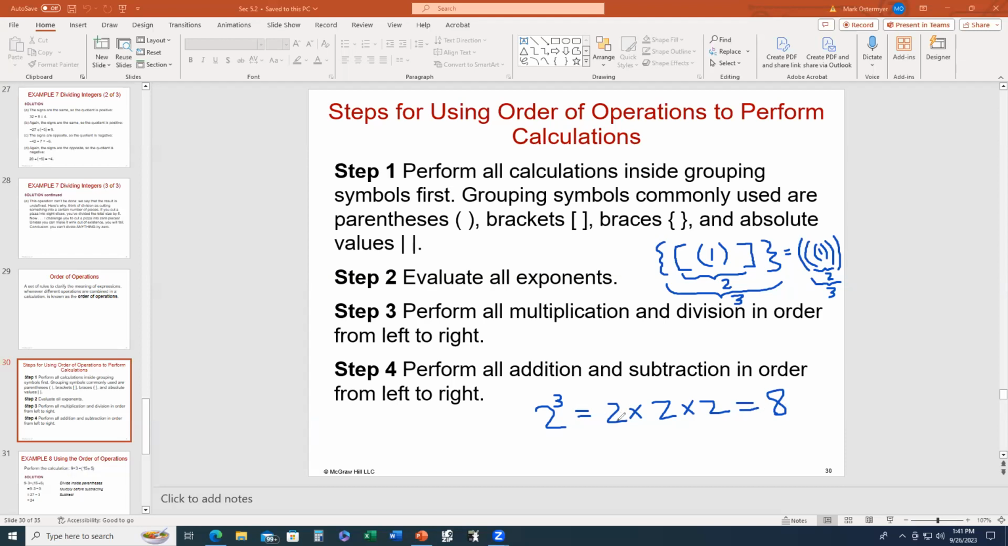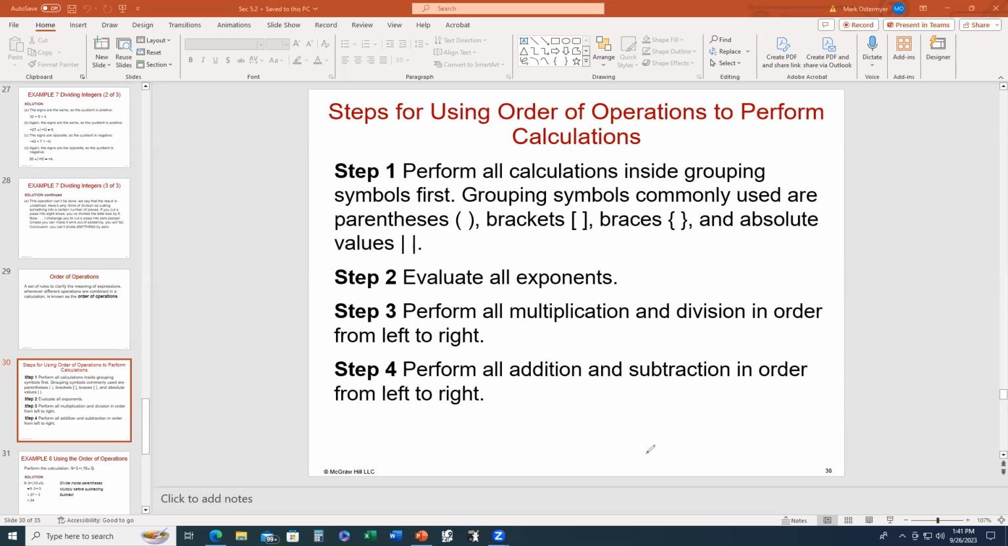Those are called exponents, all right? Then, ladies and gentlemen, we move down to multiplications and divisions, which receive the next level of precedence. And in particular, we work strictly from left to right. What is that saying? What's this left to right business?